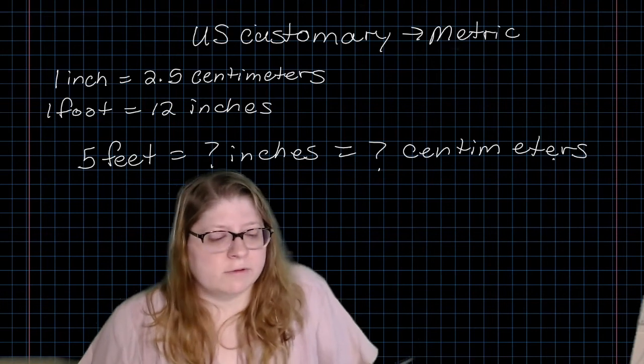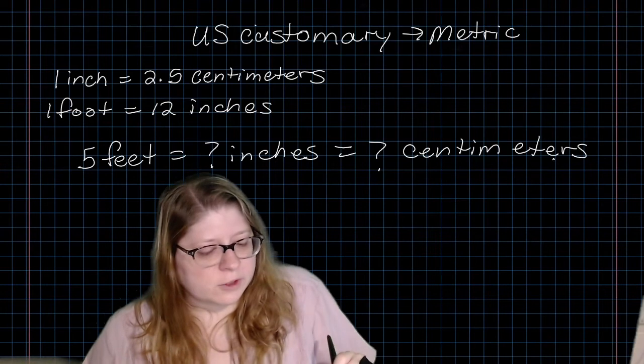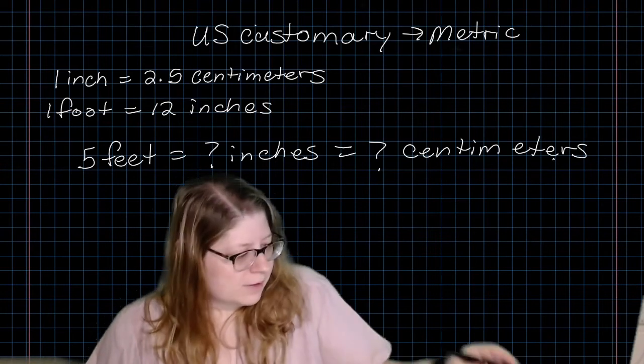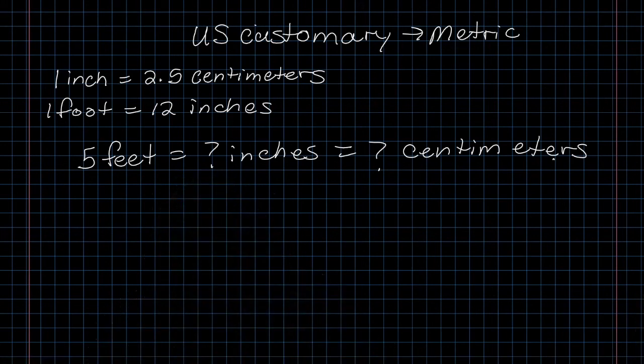Well, you'd need some conversion factors. So let's say we're going to convert 5 feet into both inches and centimeters. We know that 1 inch is approximately 2.5 centimeters. 2.5 is 1/2, or 2 and 1/2. 1 foot is 12 inches.